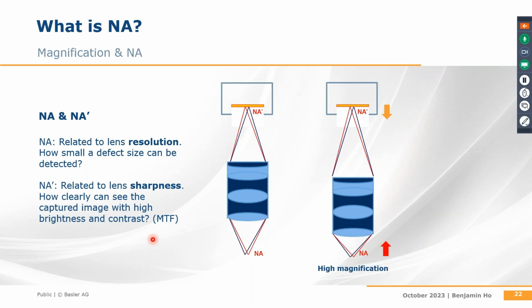When the magnification is high, you can see the object more closely and in more detail. In this situation, the lens can see smaller objects, but at the same time, the sharpness and the brightness of the object decrease.